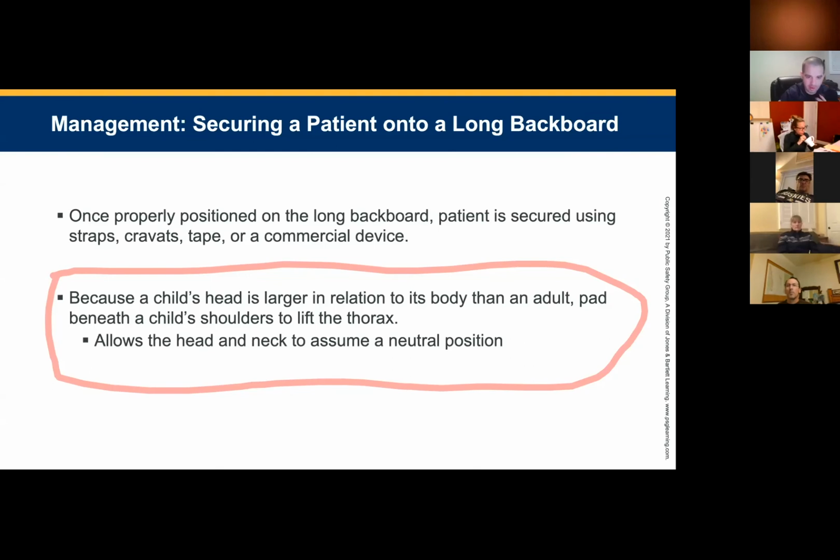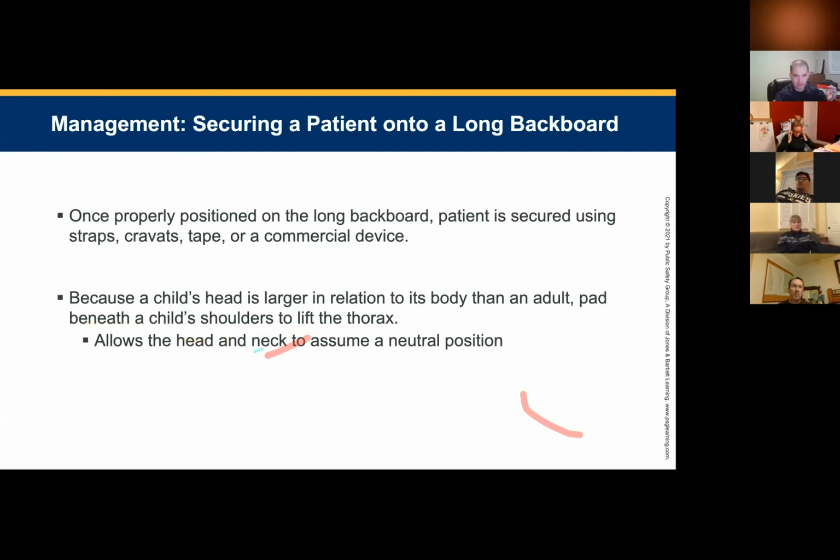So to prevent that, what we do is we place padding beneath the child's shoulders. And what that's going to do is bring that head into a neutral inline position. So if we do have to backboard a kid or put a child on a nice flat firm surface, make sure you pad between the shoulder blades to allow them to keep their head in that neutral inline position.